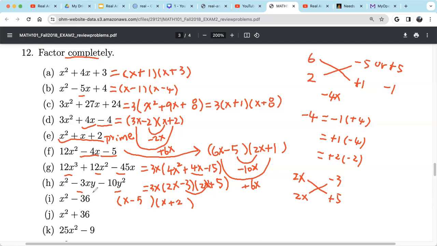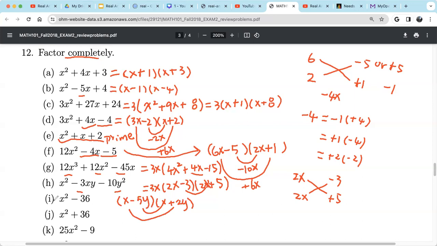Now the middle term has y, and the last term has y squared, so we know this has to be 5y and 2y. In this case, we have x squared, and negative 5y times 2y, which is negative 10y squared. The middle term will have negative 5xy plus 2xy, which adds up to be negative 3xy.